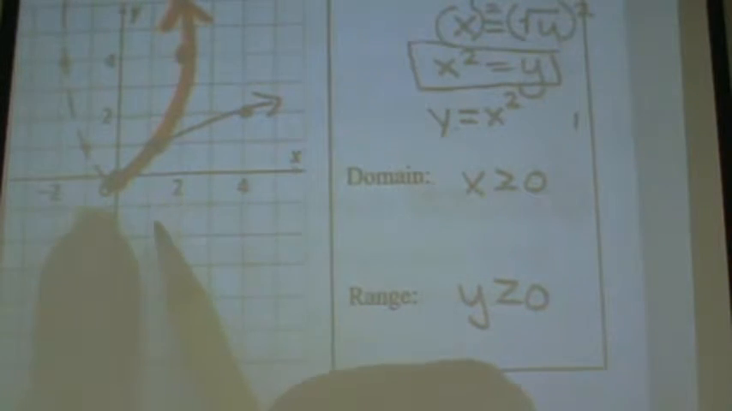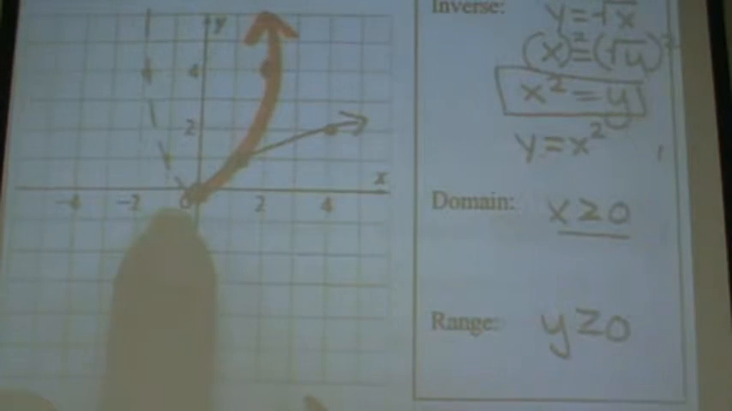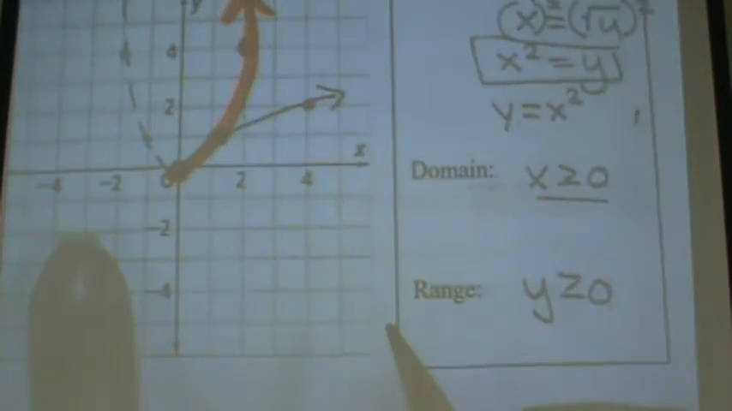Now I want you to look at these two, these are called restrictions. Does this make sense? Even though I have a parabola here, if I say the domain is only x is greater than or equal to 0, I get rid of the extra piece. So by writing this, I am eliminating this extra piece. And by saying y is greater than or equal to 0, that's just confirming that this is the answer and not all of it.